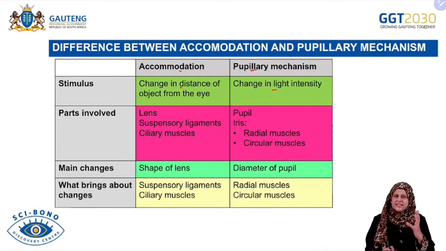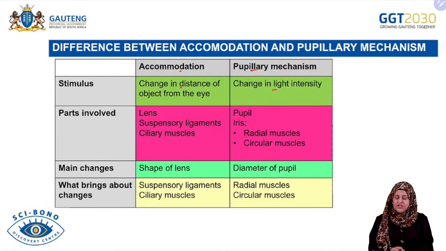If you understand, you're not going to guess. You know it's accommodation, it's ciliary. You know it is pupil. Think of the pupil as a circle. Think of circular and radial as part of the circle, the radius and the circular muscles, and find a way of remembering so that you don't make a mistake in the exam.